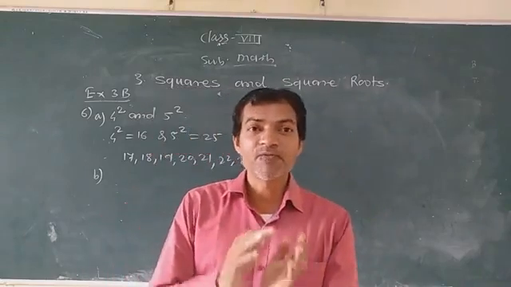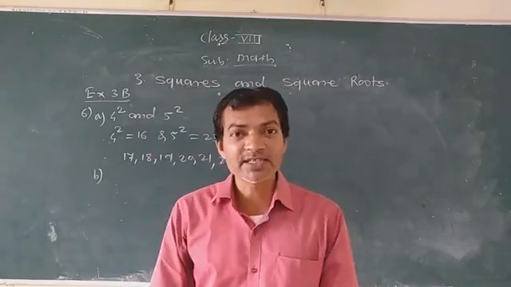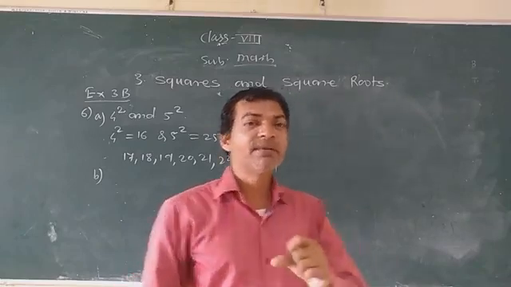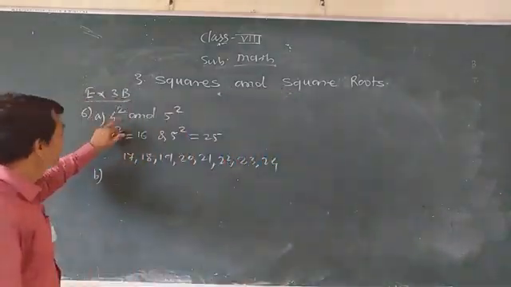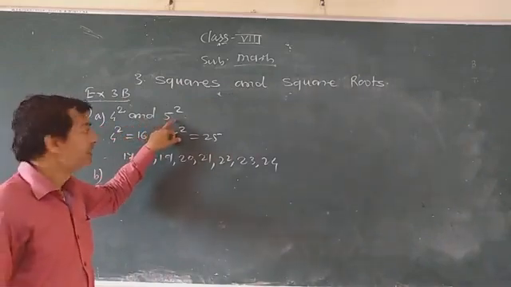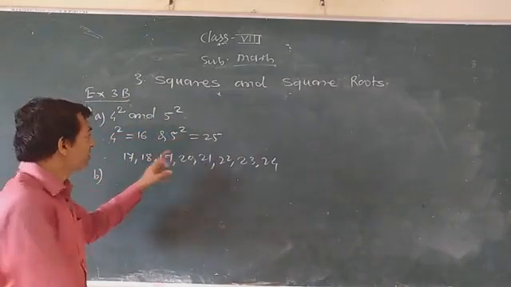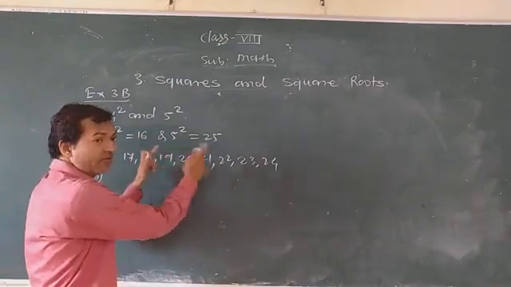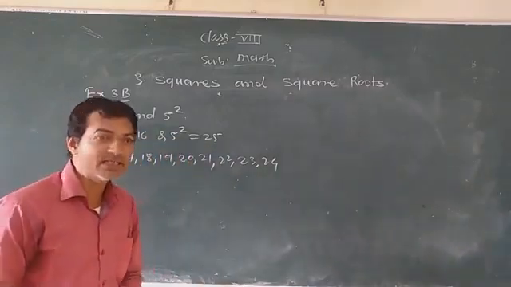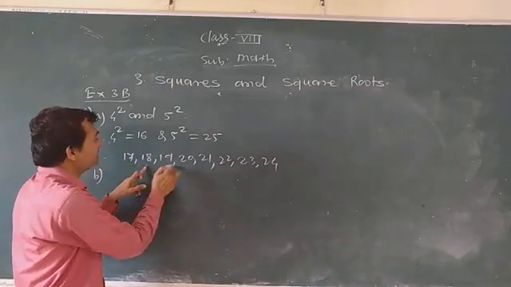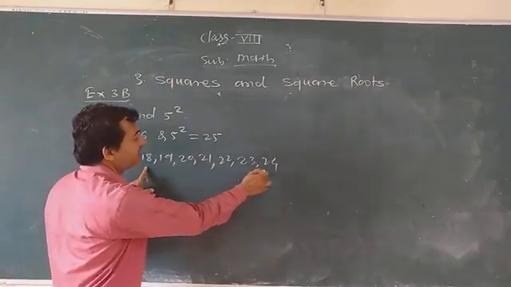Means you have to find 4 square, then find 5 square, and find how many numbers are between these two numbers. 4 square means 16, 5 square means 25. So between these two numbers, 16 and 25, how many numbers are there? The numbers after 16 are 17, 18, 19, 20, 21, 22, 23 and 24.